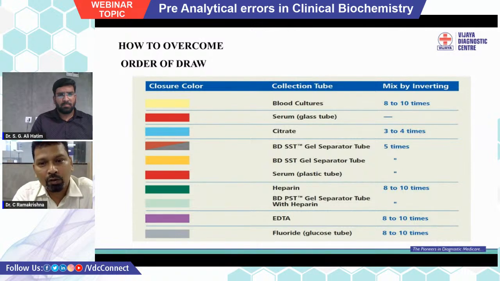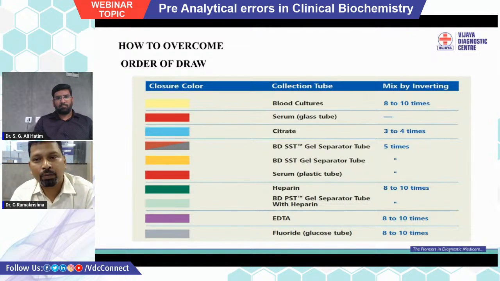Coming to the mixing of tubes. It is very important that once the sample is collected, the tubes are mixed properly. The various tubes are mixed a different number of times. For example, cultures and heparin and EDTA and fluoride tubes, all these tubes are mixed by overturning 8 to 10 times, whereas citrate is mixed 3 to 4 times and the gel tube is mixed 5 times.